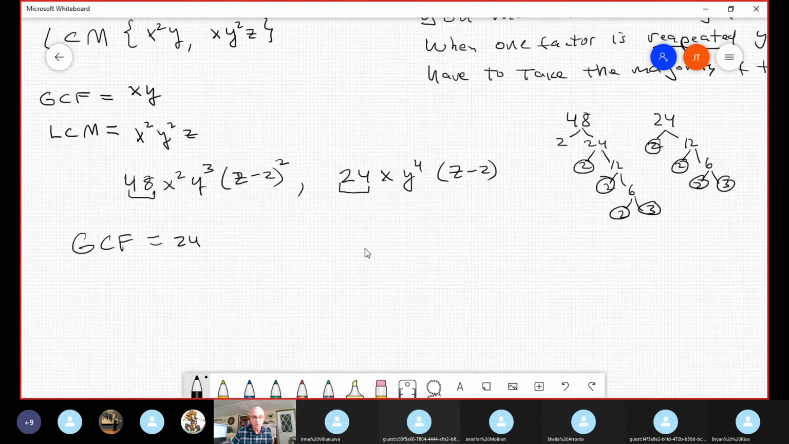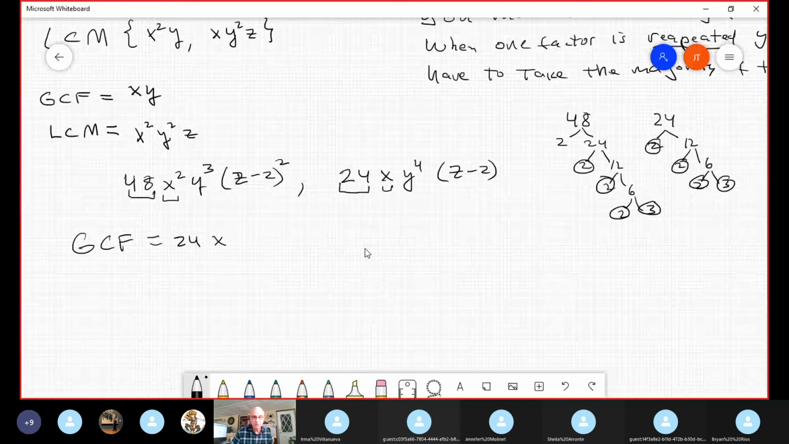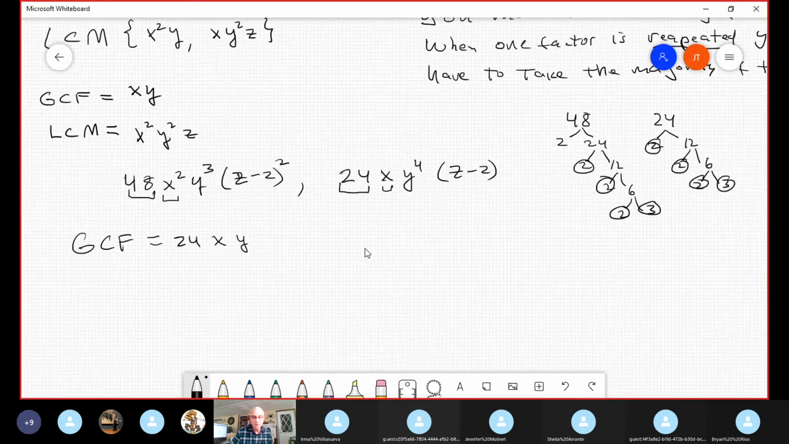Now let's move on to the variable part. x is common. I take the smaller exponent. No 2, only 1. y is common, no? Oh, yes. You take the smallest exponent, 3, not 4. And this is considered also like a factor, no? c minus 2 squared. It's the same, it's common, but you take only one time. End of the story. GCF.